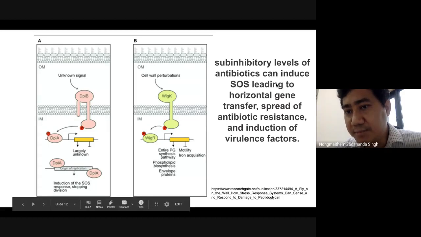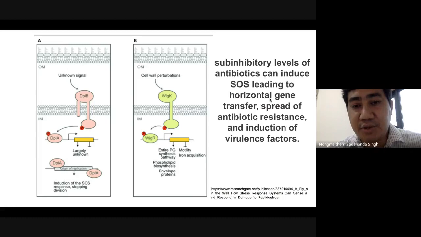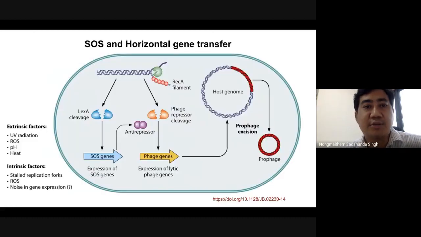Okay, so so far what we have been discussing is that sub-inhibitory levels of antibiotics can induce the SOS system, and as we talked about, it can help lysogenic bacteria phases come into lytic phases, or the pathogenicity islands can be condensed to form a virus-like particle. It leads to horizontal gene transfer, antibiotic resistance spreading, and it can induce virulence factors spreading. So the SOS response is very, very important. So this is what we were talking about, the phases.